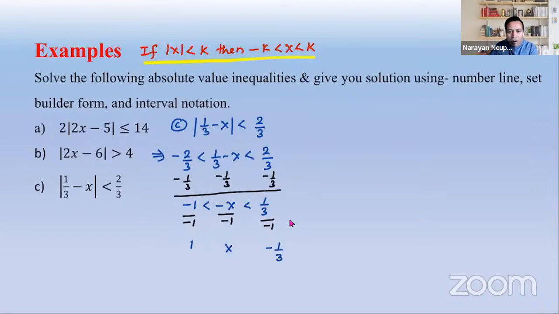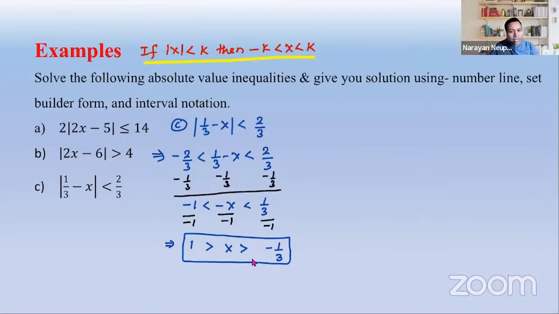But look at the screen. We are dividing throughout by a negative. If you divide by a negative, the inequality sign will flip. Here is a less than, so this will be greater than. And also here is a less than, so this will be greater than. So that is my final result: x is between -1/3 and +1. So this is my final answer.